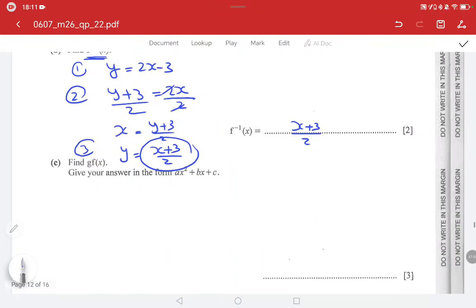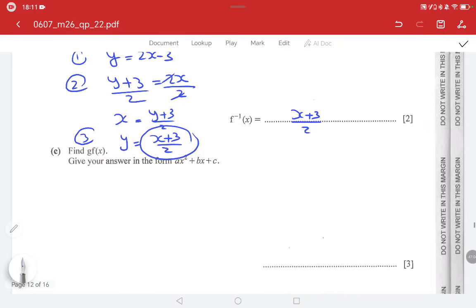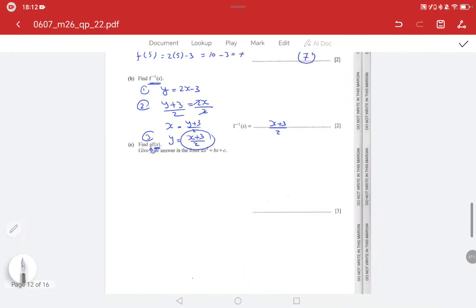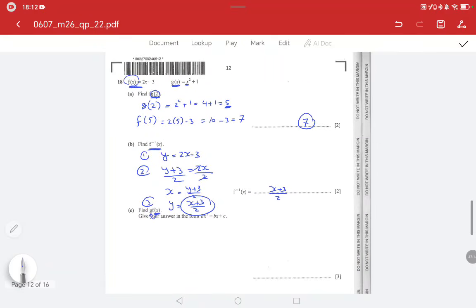Now find g f of x. Inside g, we will put the f of x. My g equation is this one. So for g f of x, I will take f of x, which is this one, and put it inside g. So this is the brackets, plus 1. So x is f of x, which is 2x minus 3.